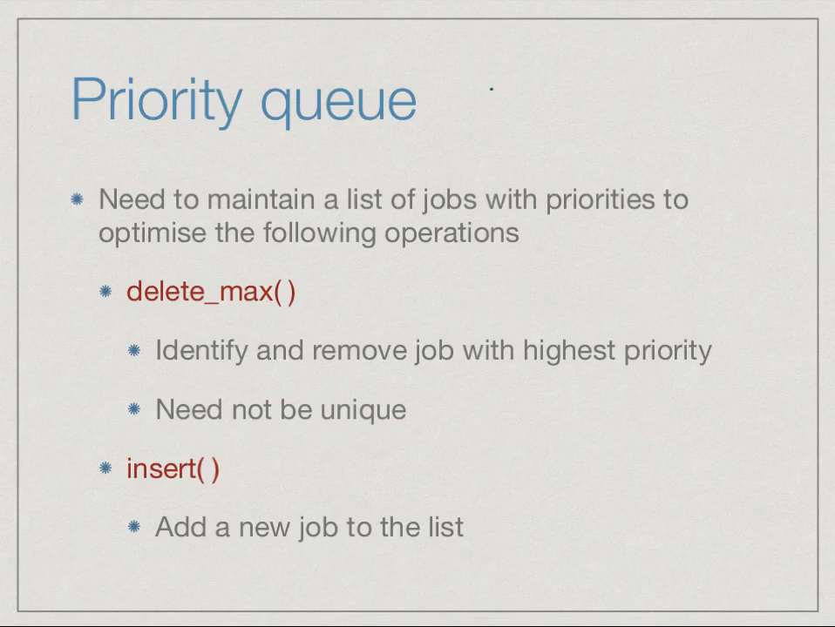So there are two operations associated with the priority queue. One is delete max. In delete queue, we just said we take the element at the head of the queue. In delete max, we have to look through the queue and identify and remove the job with the highest priority. Note, of course, that the priorities of two different jobs may be the same, in which case we can pick any one. And the other operation, which we normally call add to the queue, we will call insert. Insert just adds a new job to the list, and each job, when it is added, comes with its own priority.